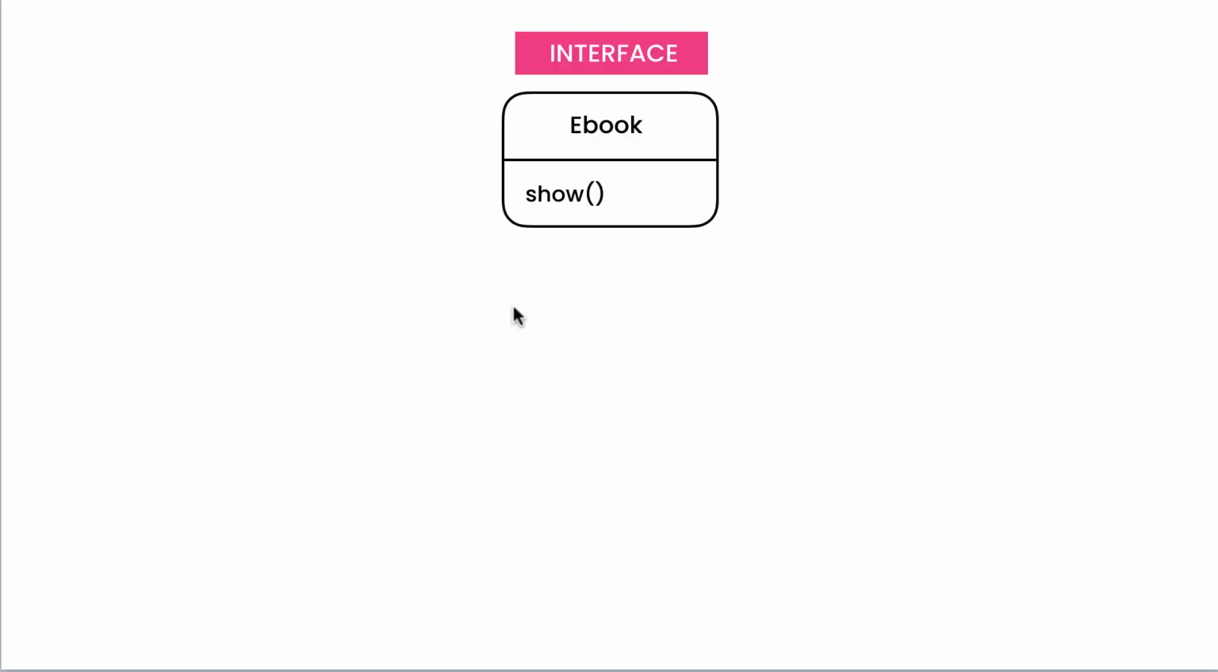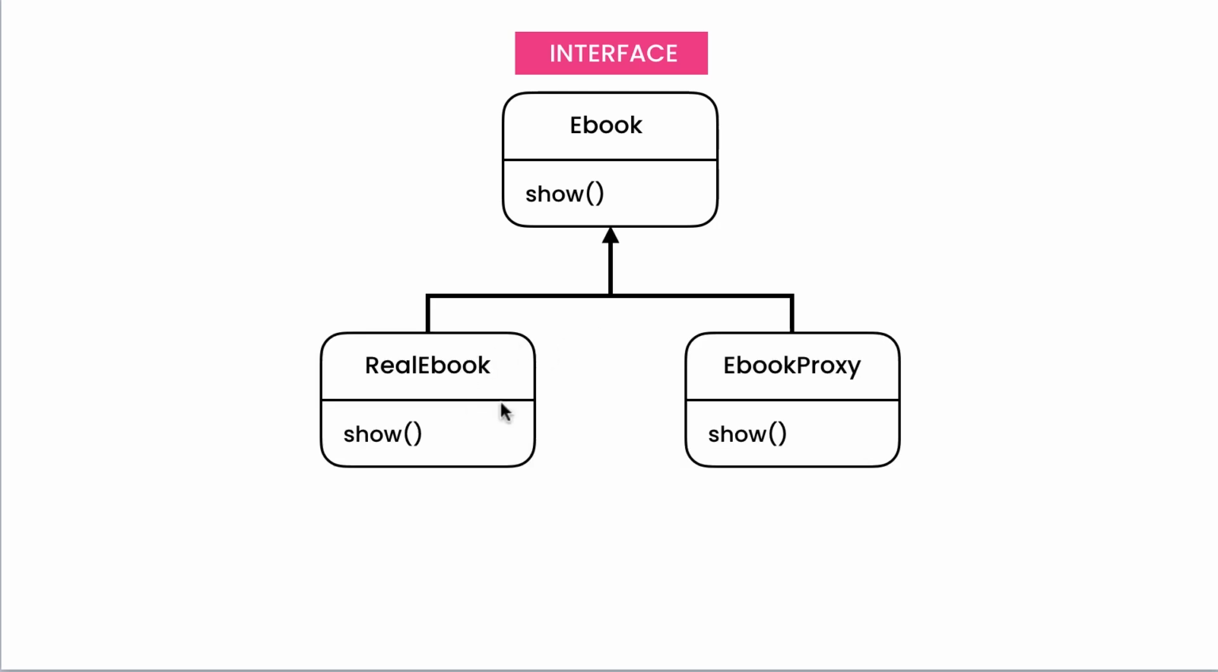We need to introduce a new interface called ebook. And here we're going to have all the operations that we need in an ebook class. Then we're going to provide two different implementations of this interface. We're going to have this real ebook, which looks exactly like our ebook class in the last video. So this is where we're going to get the file name in the constructor and read the ebook file from the disk and load it into the memory.